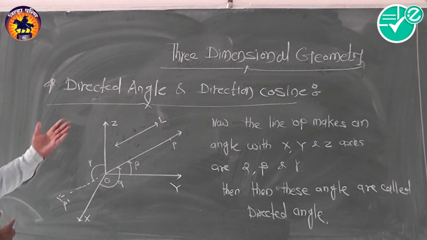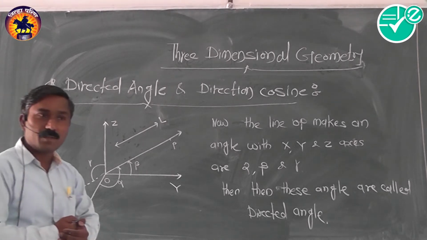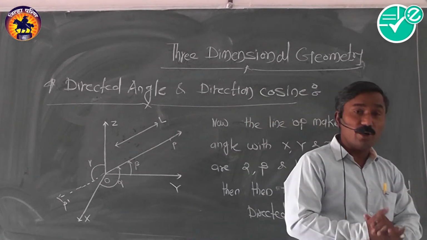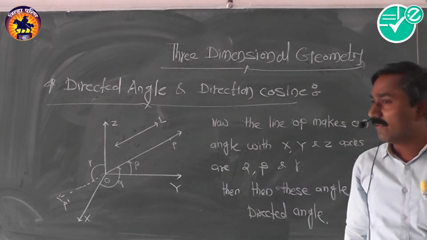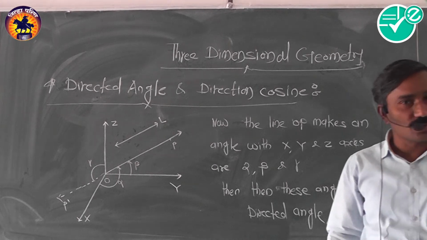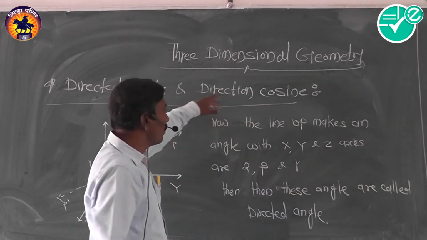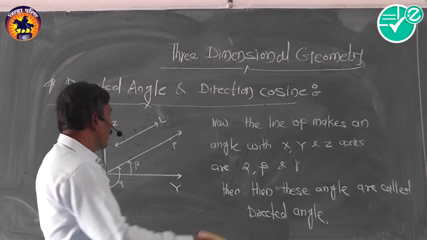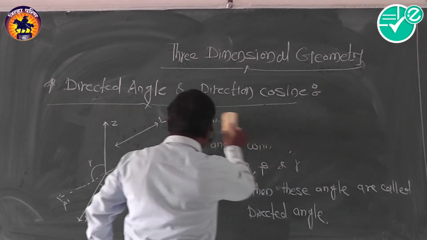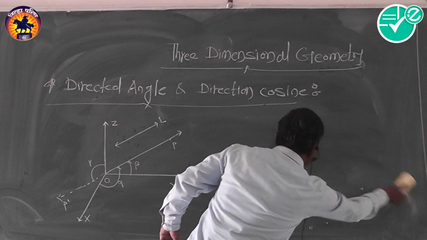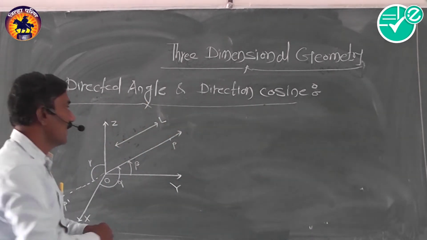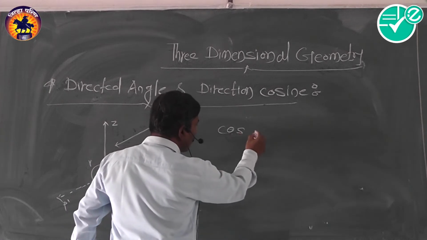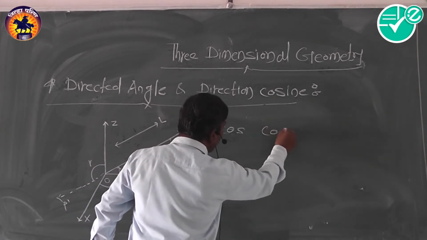So next we see direction cosine. Now in general we know all the trigonometric functions. So what are the trigonometric functions? Sine, cos, tan, cot, sec, cosec. So here is direction cosine. What is meant by direction cosine? Here we also call cos as cosine. Generally we say cos, but it is actually cosine.